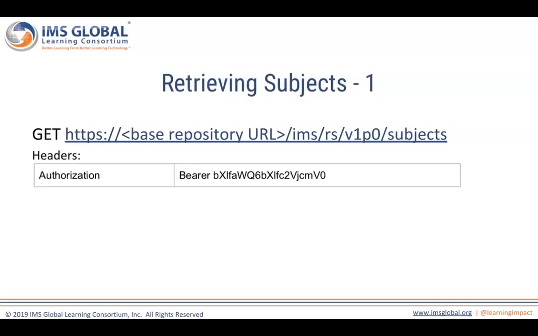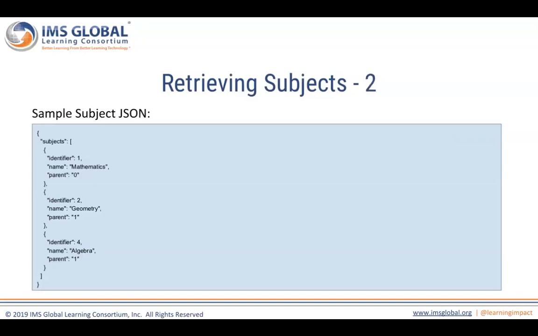But you're making a GET call to the subjects endpoint, and then, like I said, if they've secured that, you're going to want to include the authorization header with the token. Of course, if the endpoint is not secured, you don't need to worry about that. When you make a successful call to the endpoint, here's what you're going to get back: some subjects JSON, which is an array of subject objects. Each object has an identifier, which is the internal identifier for that subject from the repository.